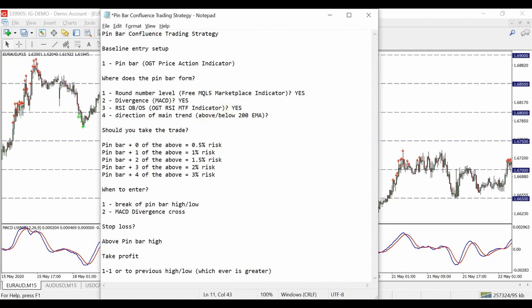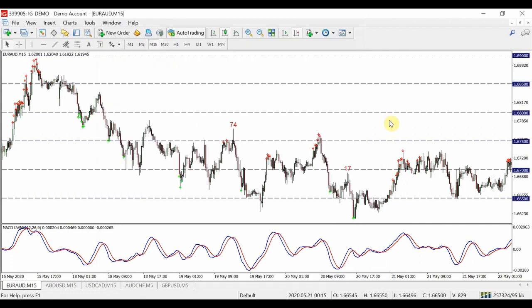And then lastly, what I would always look at is the direction of the main trend on the chart. The way I do that is I want to take into account the current time frame as well as the time frame above. And the simplest way to do that is just by using a standard 200 period EMA.